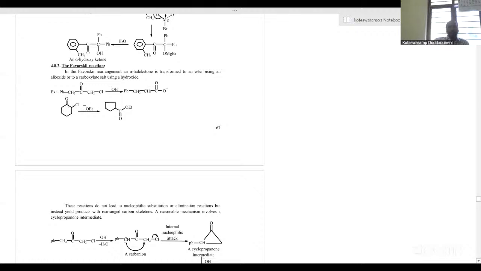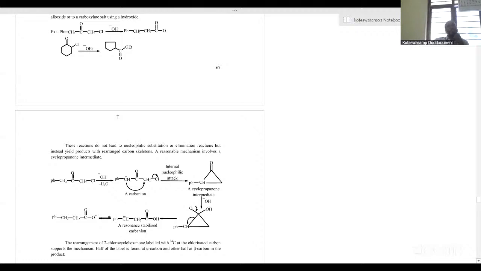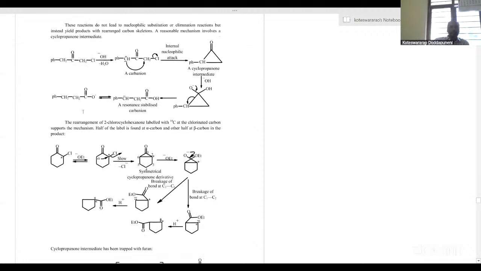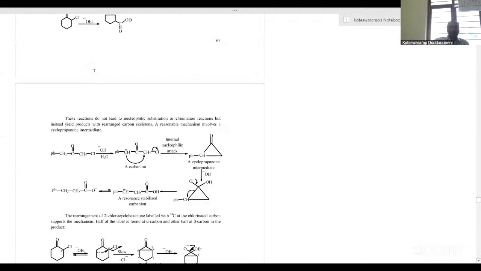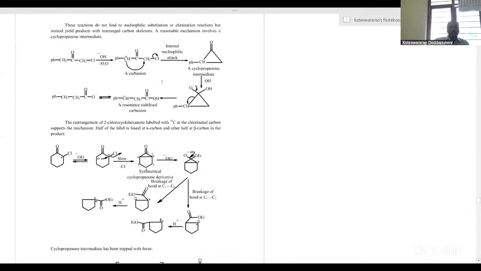2-Chlorocyclohexanone is treated with ethoxide ion, sodium ethoxide or potassium ethoxide, that leads to the formation of ethyl cyclopentanecarboxylate. The ester is generated. Now, in the first reaction case, how this rearranged product is generated can be explained as follows. It is treated with base.